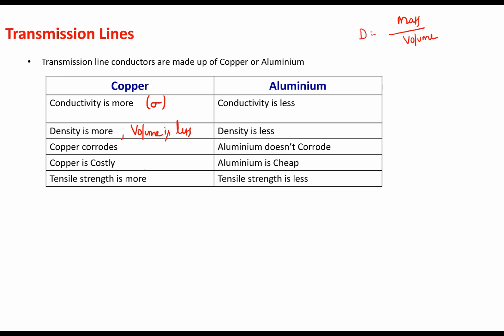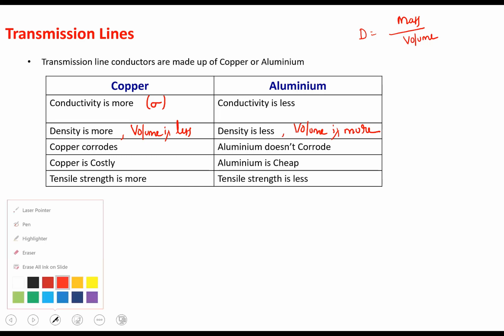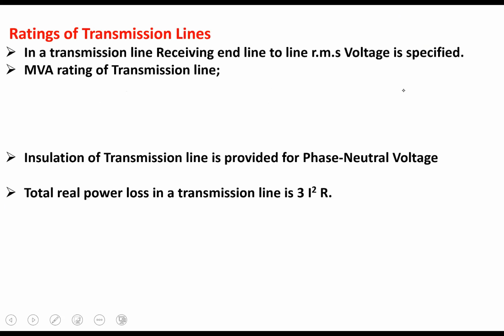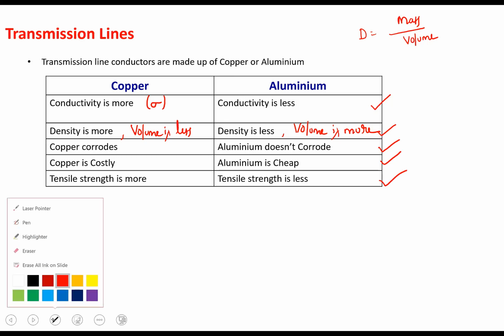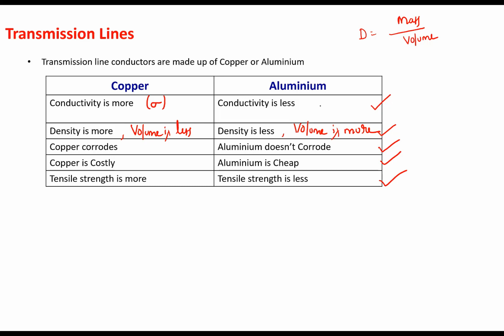Aluminum: the conductivity is less, the density is less, so the volume is more. Aluminum usually does not corrode. Aluminum is cheaper, and the tensile strength is less. In this comparison, in all aspects, aluminum has an advantage when compared to copper. For our transmission conductors used in overhead lines, the conductivity is less.